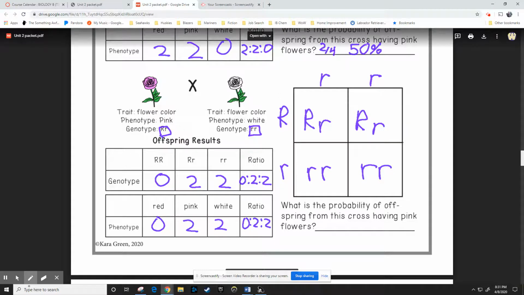What's the probability of our offspring having pink flowers? Just like before, 2 out of these 4 boxes have pink flowers. So our odds are 2 out of 4. And just like before, that means you have a 50% chance.